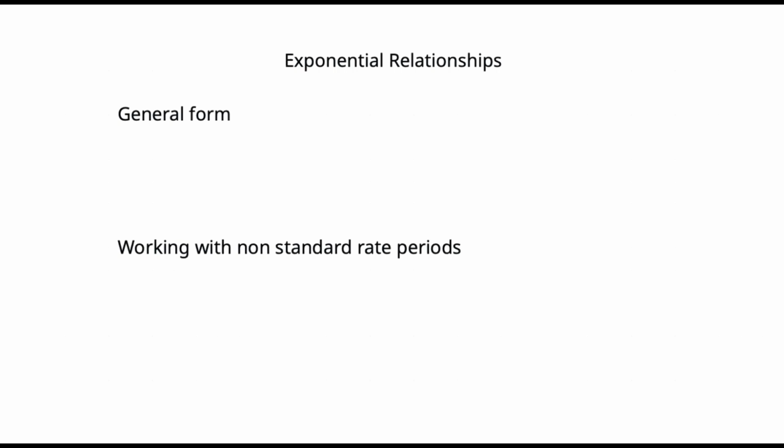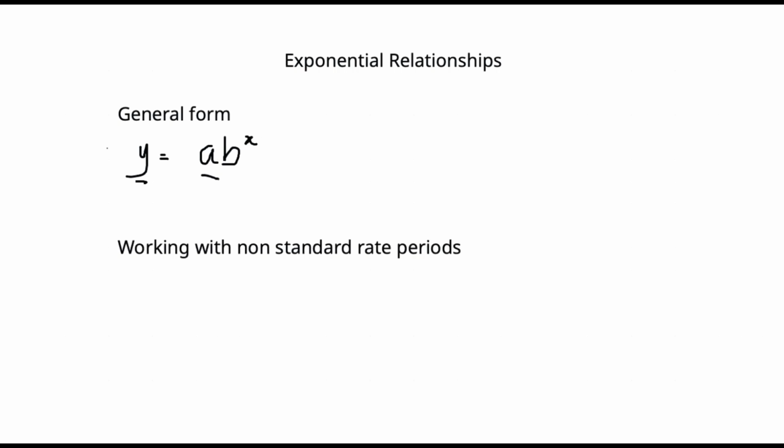So first of all, the general form of an exponential relationship is, let's say you have y equals a b raised to the power x. Now your y here is your final value at the end of an exponential increase of any value at all. Your a here will be your initial value. So this is your initial value.